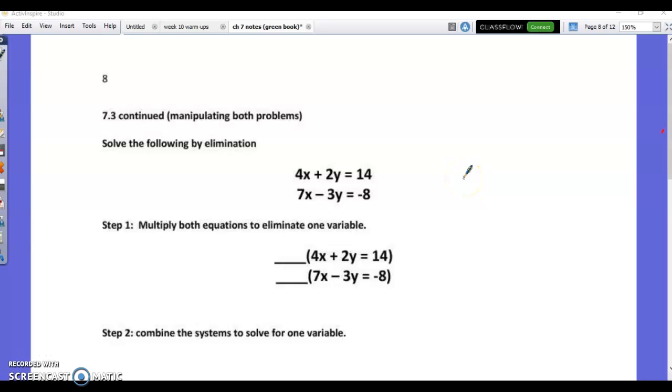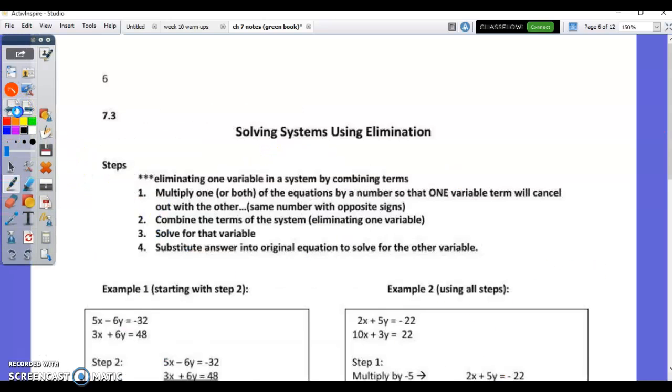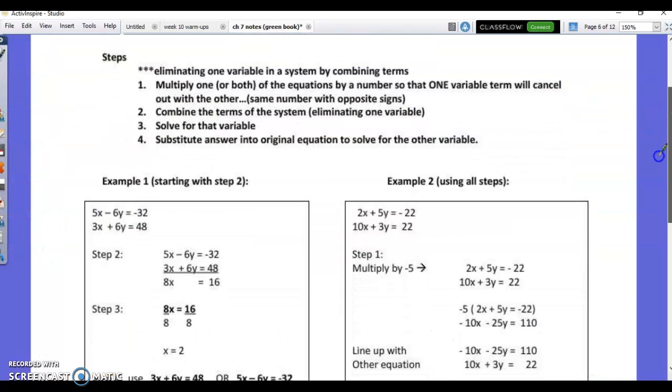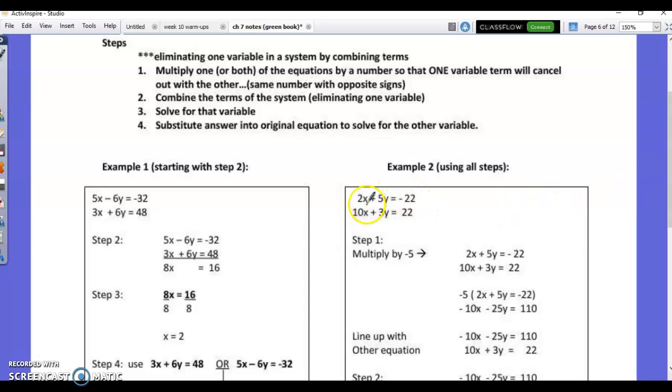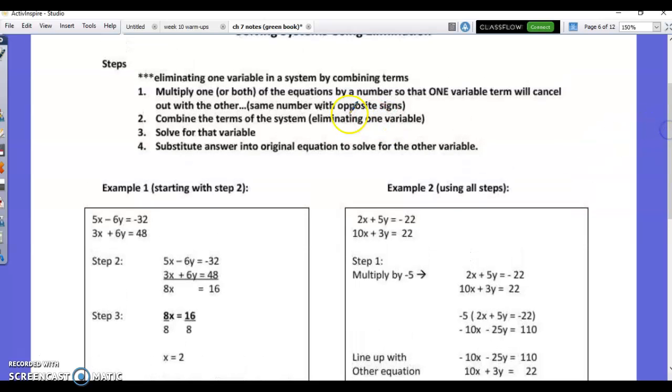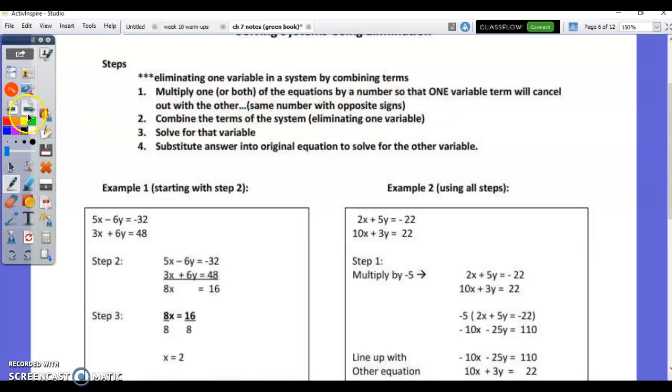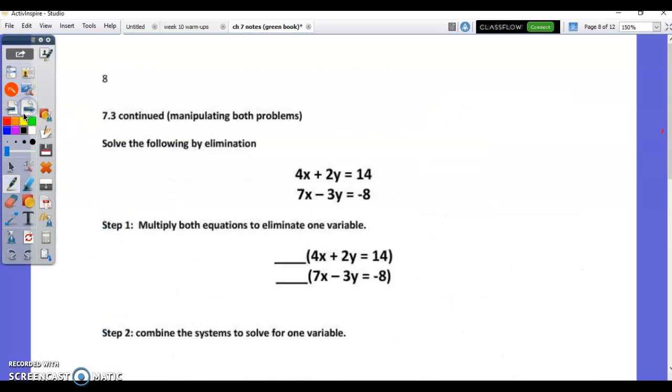Okay, so this last part of 7.3, solving by elimination. The other day we talked about if we manipulated one of the two problems to be able to solve for the variable, or to get a variable to cancel out. So we could do that. So this was multiply each by step 5, and then you see that you have an opposite. So there are going to be occasions where you might have to multiply both equations to get one term to cancel out. So that's what we're covering today.